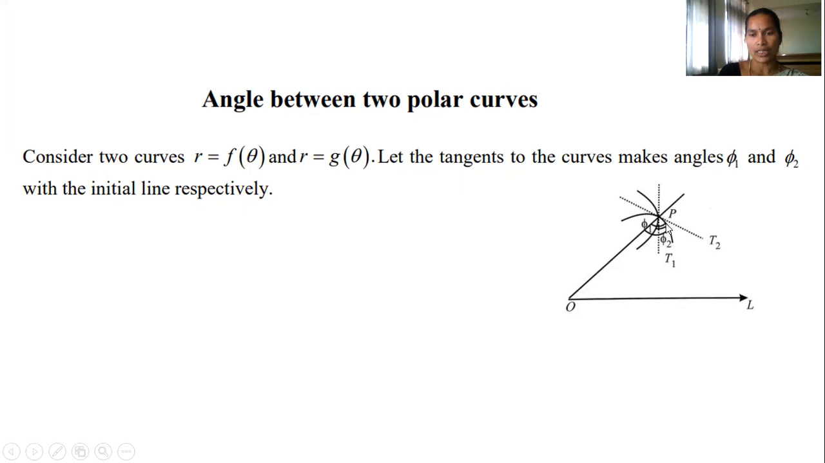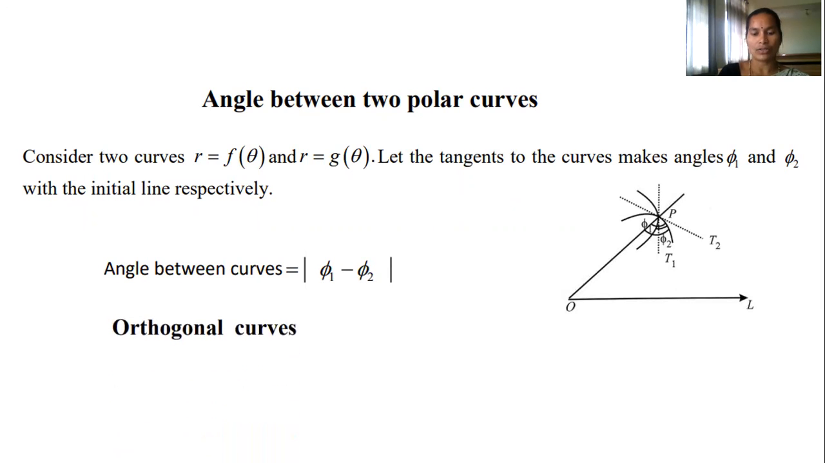So the angle between these two curves, between phi 1 and phi 2, is given by the modulus of phi 1 minus phi 2. For the first curve, we find the angle between the radius vector and the tangent, and that parameter we call phi 1. Similarly, for the second curve r equals g of theta, we find the angle between the radius vector and the tangent, and call it phi 2. If we take the difference of these two with the modulus, we get the angle between the curves. Here we also have orthogonal curves.